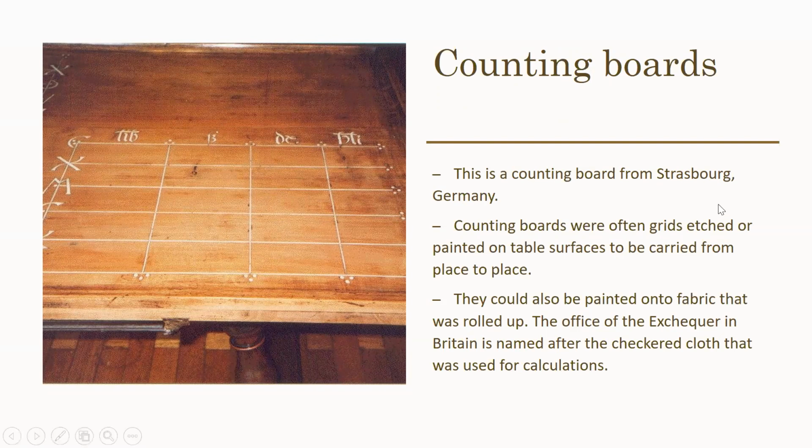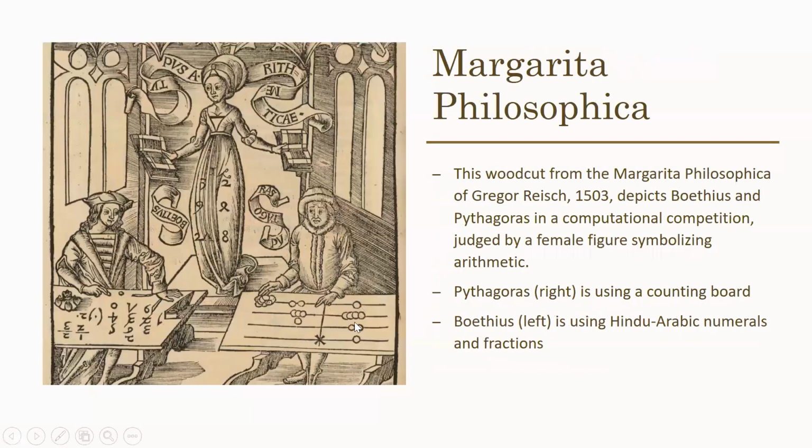So this is a counting board, and you can see in the illustration of Pythagoras that there are counters placed on and between the lines. A counter placed on the line indicates that number, and a counter between the lines indicates 5 of the number below it.